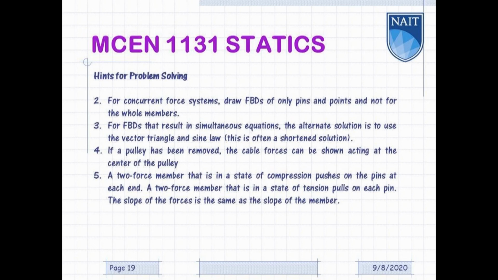Here are some additional hints. 2. For concurrent force systems, draw free body diagrams of only pins and points and not of the whole members. 3. For free body diagrams that result in simultaneous equations, the alternate solution is to use the vector triangle and sine law. This is often a shorthand solution. 4. If a pulley has been removed, the cable forces can be shown acting at the center of the pulley. 5. A two-force member that is in a state of compression pushes on the pins at each end. A two-force member that is in a state of tension pulls on each pin. The slope of the forces is the same as the slope of the member.